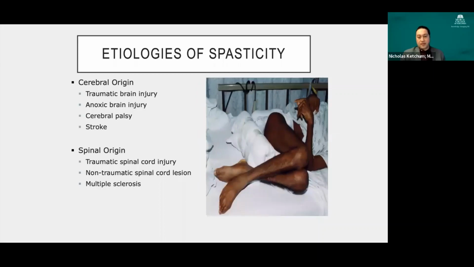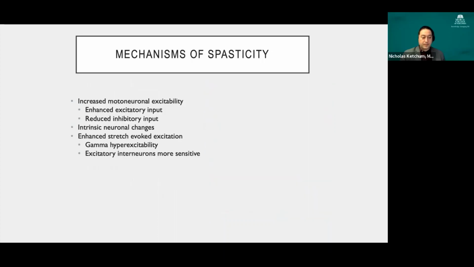And so where does spasticity come from? Any upper motor neuron injury, like I stated before, it can be cerebral origin or spinal origin, as we know. So again, why does it happen? I think we're getting closer to figuring out why spasticity happens more so than a basic level like this slide talks about. But because of the lack of central inhibition, we get increased motor neuron excitability in the spinal cord with the reduced inhibitory input from the brain, or the reduced inhibitory input that can't get past a lesion in the spinal cord. We get intrinsic neuron changes and hyperexcitability, and these excitatory interneurons are more sensitive to afferent input from the periphery.